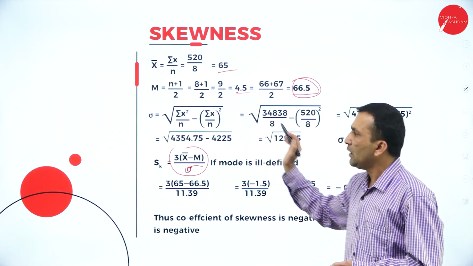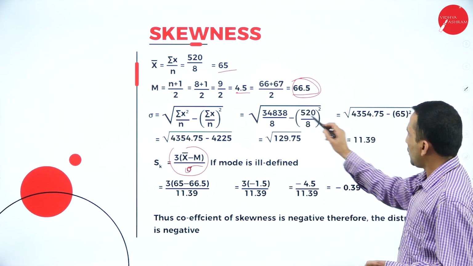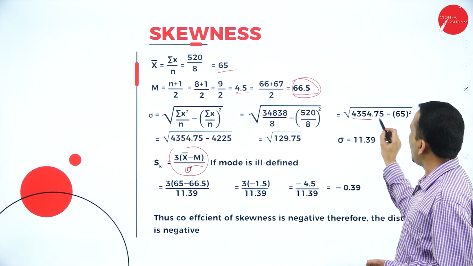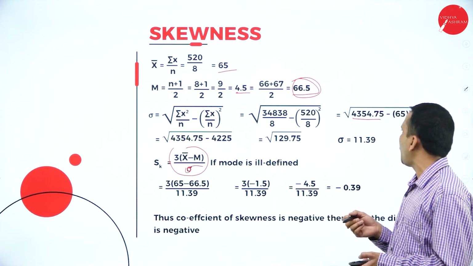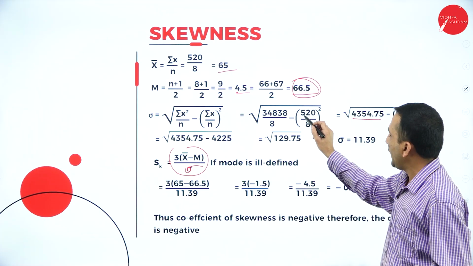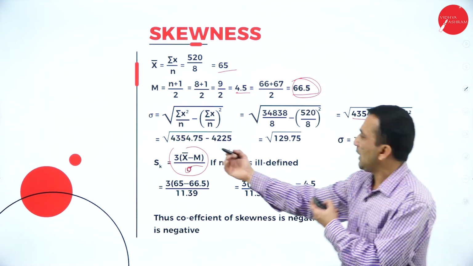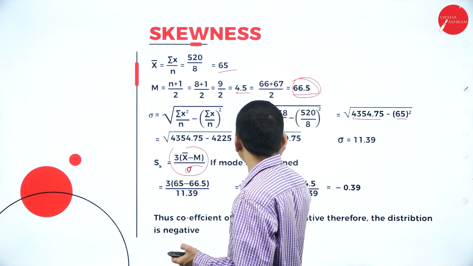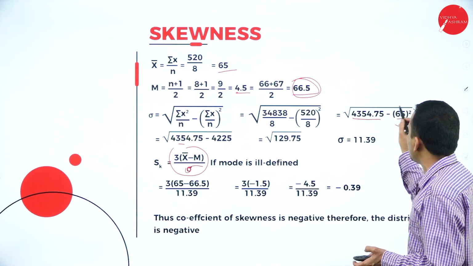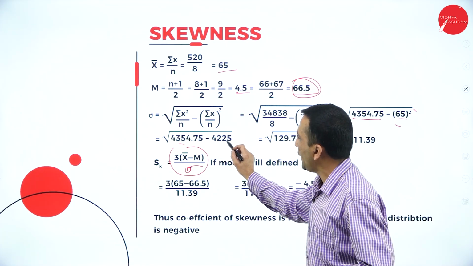One step at a time. First I want to remove the square root. Now you can divide here. After dividing 34,838 divided by 8, we are getting 4,354.75. Now if you simplify, 520 divided by 8, you are getting 65. Take the square root. That's what I am extending one more step. The same thing we got, we are writing as it is. Now first we need to remove the square root, so after that we are getting 4,225.